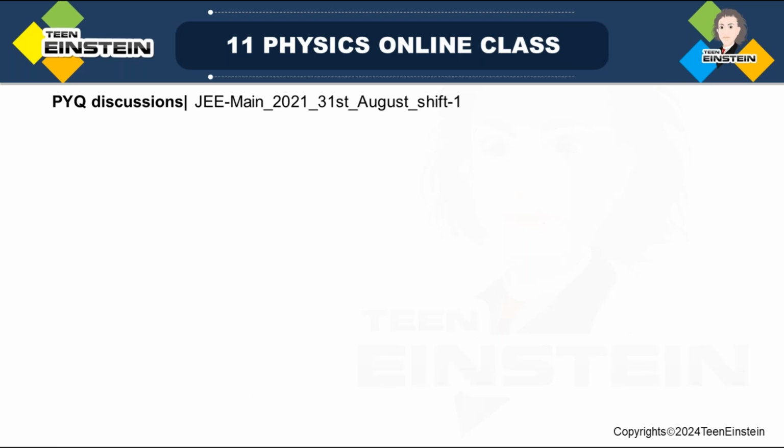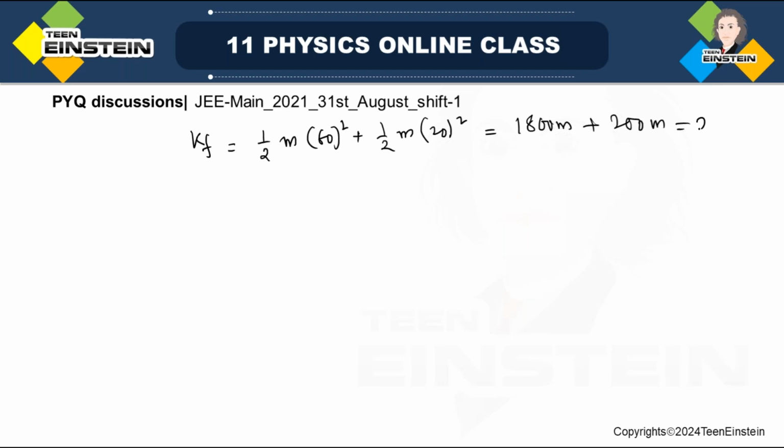Now we have to find out the final and initial kinetic energy. Final kinetic energy will be half m into 60 square plus half m into 20 square. So this will give you 1800m, and this will be 200m. This is kinetic energy in joule. So this will be 2000m.